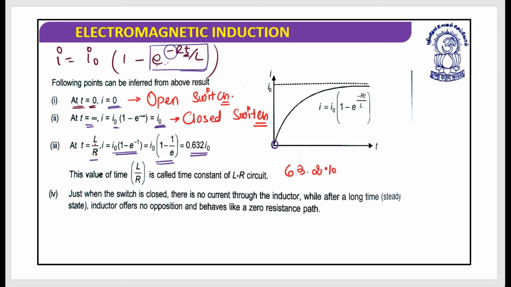only 63.2 percent of the maximum current will pass at the instant of the time constant. At the instant of the time constant of this LR circuit, 63.2 percent of the maximum current, which I said is I naught, or E by R, can pass. I hope this is clear. Is it clear? Do you understand this?